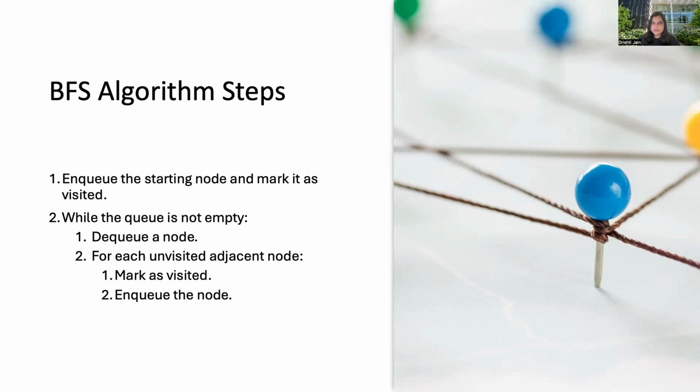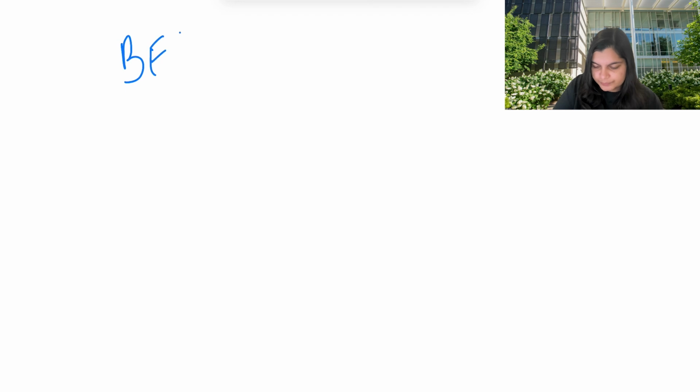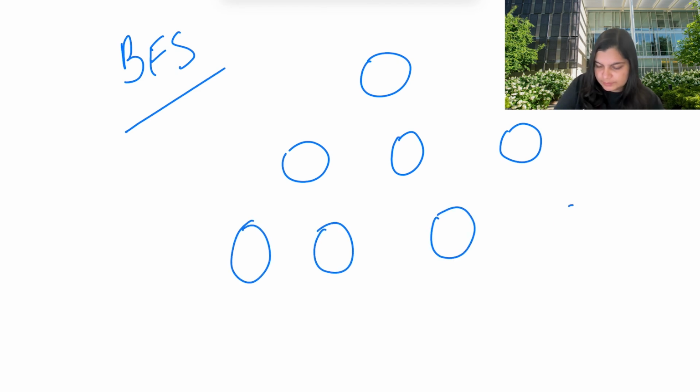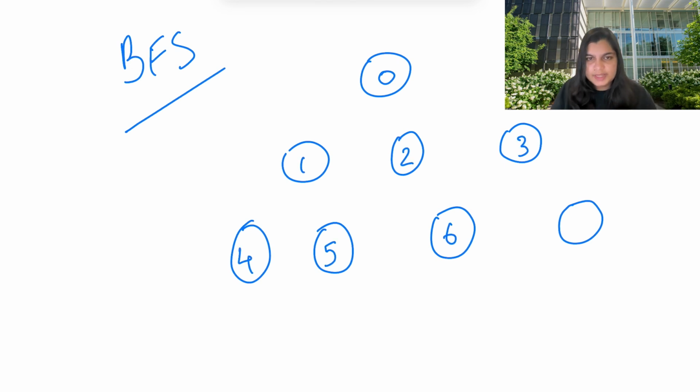Before we dive into the code part of it, let me show you what BFS actually looks like. So now, let me draw the graph that I'm trying to traverse. This is for BFS. So I have 7 nodes effectively. Let's number them: 3, 4, 5, 6, and 7. And let's keep it simple. This is what the graph is like.